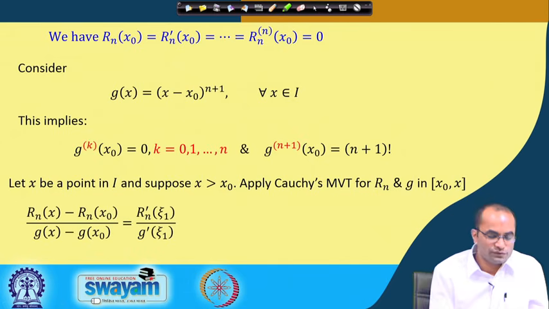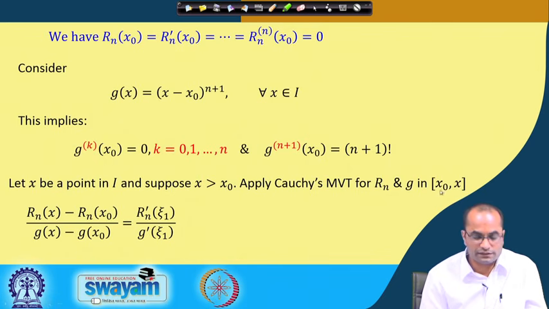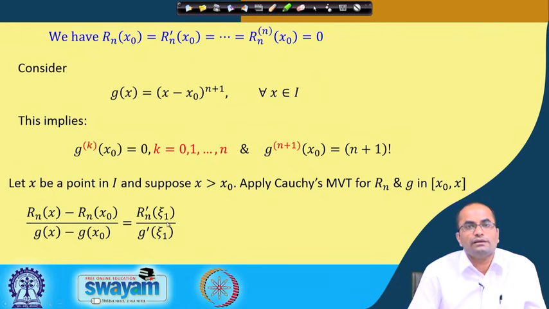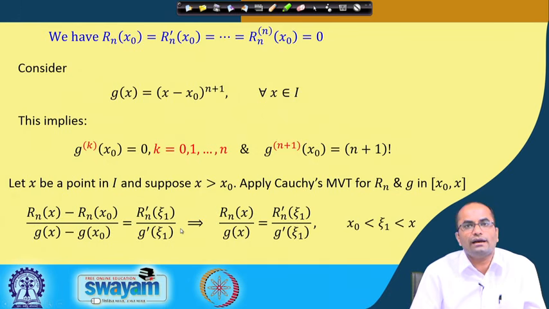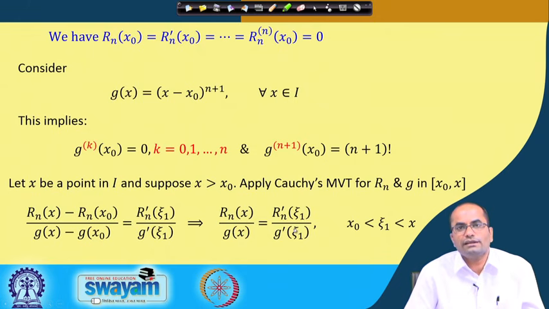And now remember what the Cauchy mean value theorem was: you have this function, R_n(x) minus R_n(x_0), divided by g(x) minus g(x_0), is equal to the ratio of their derivatives at some point xi_1, R_n' and g' at xi_1. Now, we notice that R_n at x_0 is 0 and also g at x_0 is 0. So we have this result that R_n(x) over g(x) is equal to the ratio of their derivatives at some point xi_1 in this interval x_0 and x.